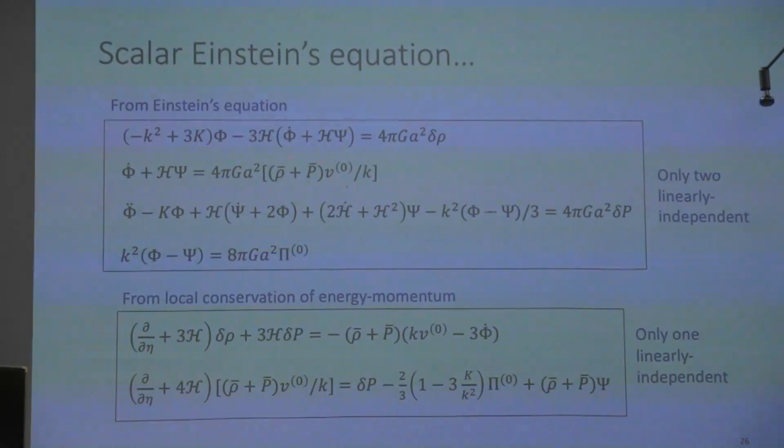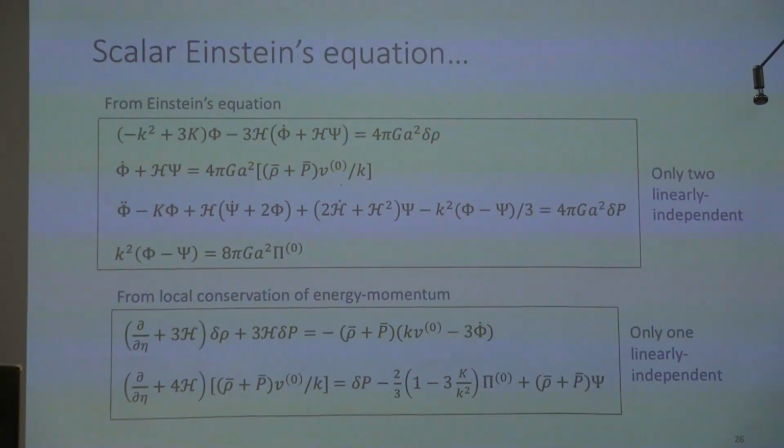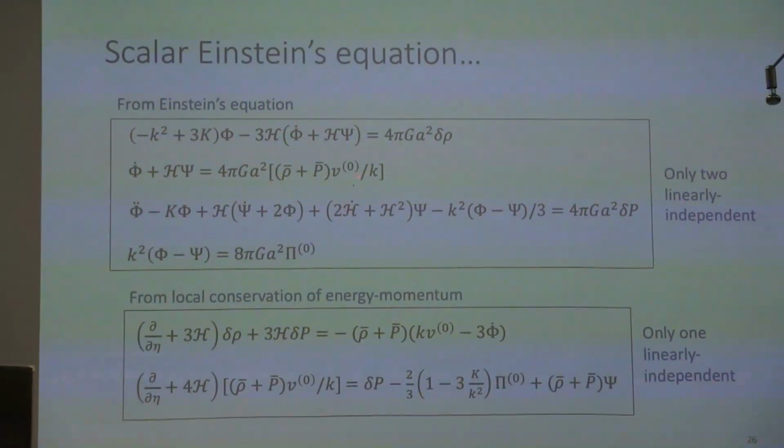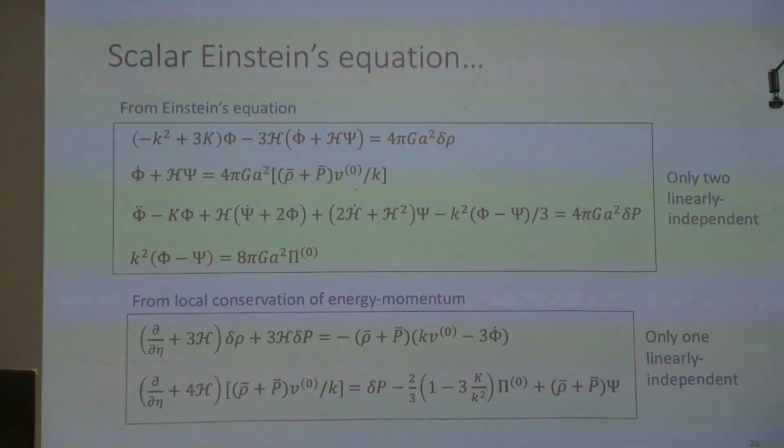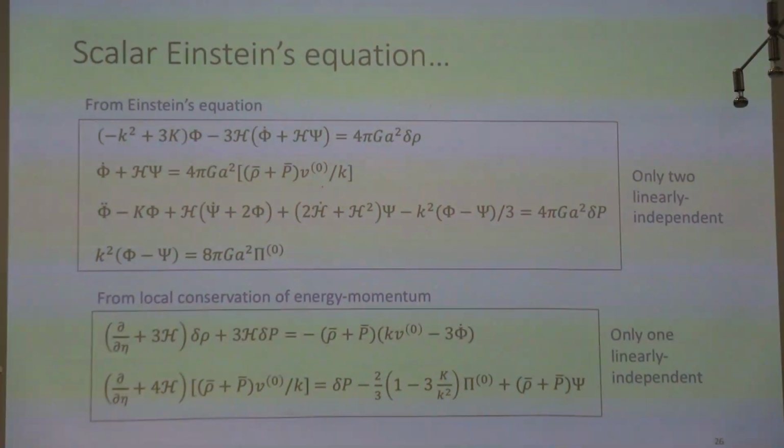The first one basically is how the two metric perturbations respond to the density perturbations. This one here shows the dependence on any kind of scalar velocity. And this one here shows the dependence on the pressure perturbation. And last but not least, the difference between phi and psi is proportional to the scalar anisotropic stress coming from any kind of imperfect fluid you have in the universe. There are four equations over here, but only two of them are linearly independent. There are actually another two equations that you can come up with simply by using the local conservation of energy momentum.